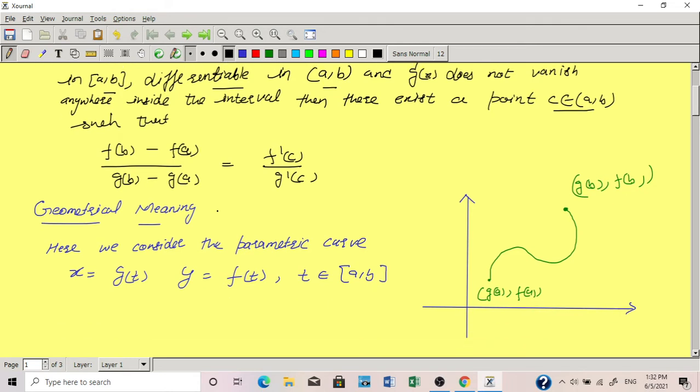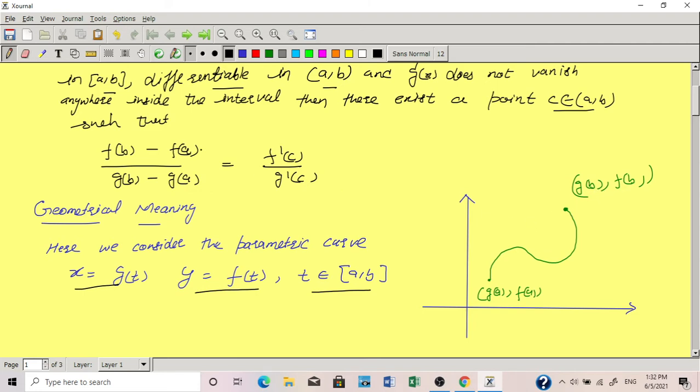Now, here we consider the parametric curve x is equal to g(t), y is equal to f(t), where t belongs to the closed interval [a, b]. If we take t equal to a, we get the x coordinate g of a and the y coordinate f of a, so we get the point (g(a), f(a)). Similarly, by putting in the values of t, we get this whole curve, with one end point (g(a), f(a)) and the other end point (g(b), f(b)).